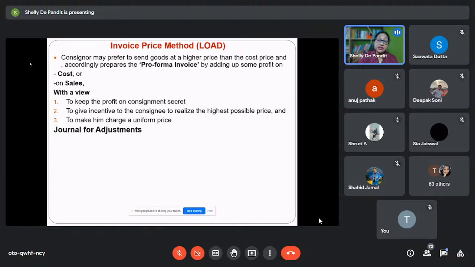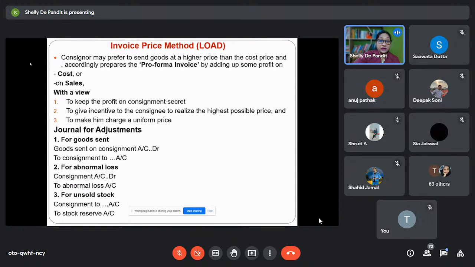These are the objectives on which the consignor can add the load. Load is the profit, and invoice price is the price after adding that profit on the cost or on the sales. So let us concentrate on the journals for adjustment. What are the adjustments we need? Mainly, you have to add load on goods sent on consignment, right?